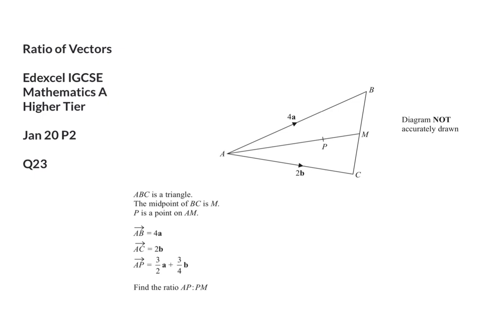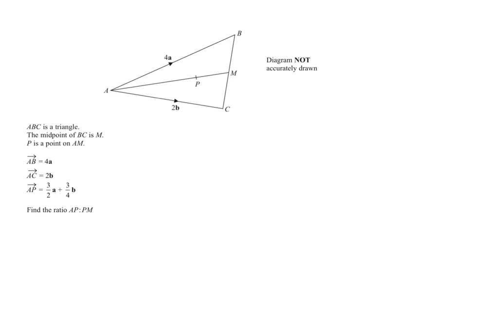This is a vector problem where we are looking to find the ratio of two vectors from a given problem. Within this question we have a diagram representing various different points. We have a couple of vectors shown on there. The vector A to B is described as 4a and A to C is 2b. We also have A to P, which is not written on here.